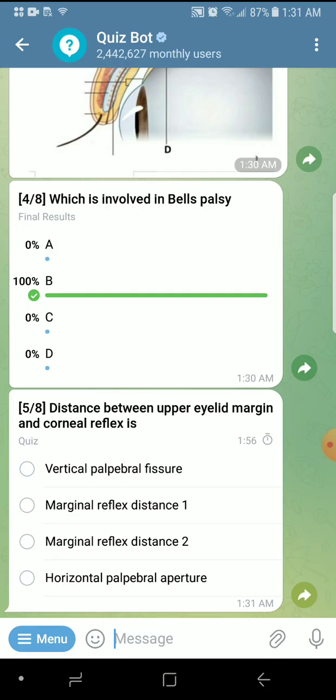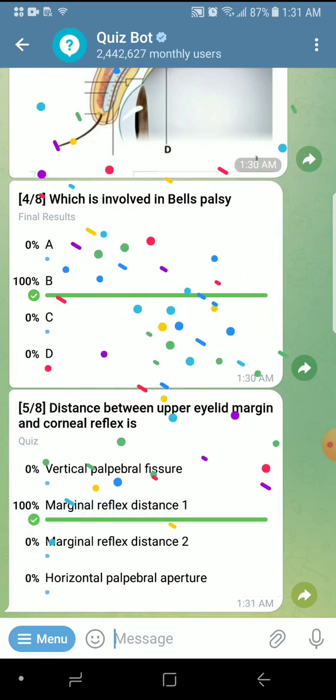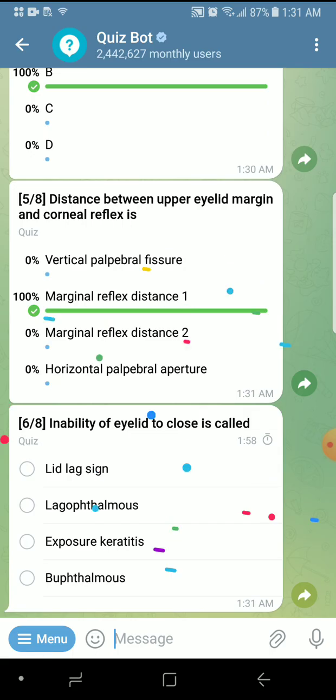which is inability of the eye to close in primary position. Now, in primary gaze, the distance between the upper eyelid margin and the reflex in the cornea, which is in the center, is known as marginal reflex distance 1. MRD2 is the distance from the corneal reflex to the lower eyelid margin. MRD1 plus MRD2 is the vertical palpebral fissure. Now, I told you this is lagophthalmos.